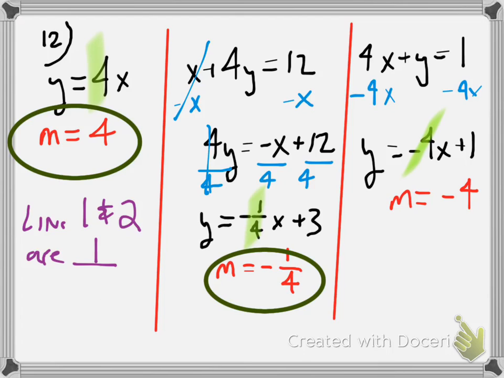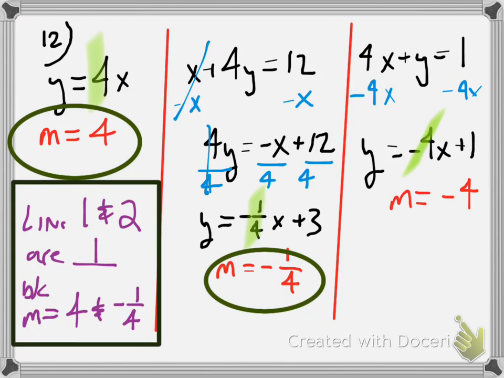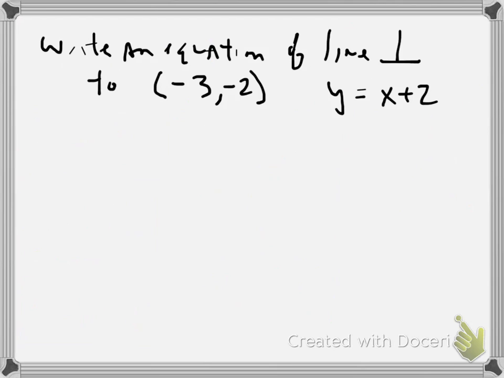Could it also be the other way around, like a T instead of an upward? Because the m's were 4 and negative 1/4. Remember, I do want you to always explain why it's perpendicular, so you have to be able to use the slopes when you do that. So, even though this isn't written correctly, I'm supposed to be perpendicular to this line, and I have to go through this point. Okay?